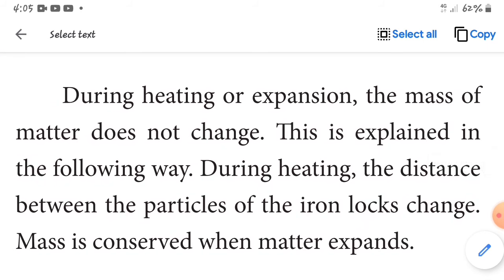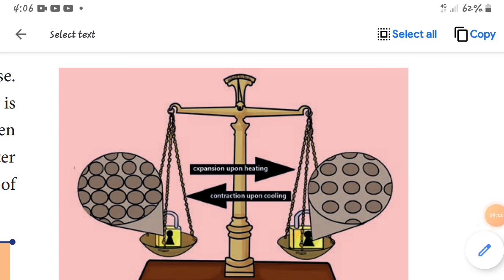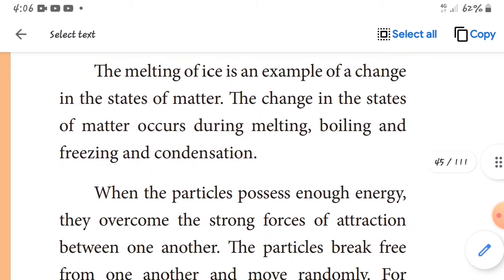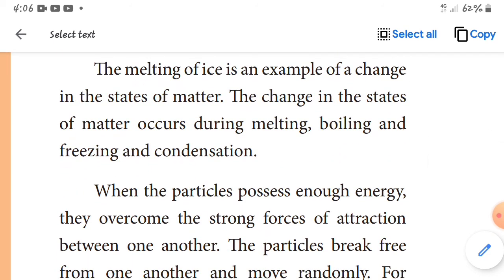During heating or expansion, the mass of the matter does not change, and this is explained in the following way. During heating, the distance between the particles changes, so mass is conserved when matter expands. This is clear children? Yes. And see the diagram children. Here the expansion upon heating takes place and the contraction upon cooling also takes place. Here the melting of ice is the best example of states of matter.